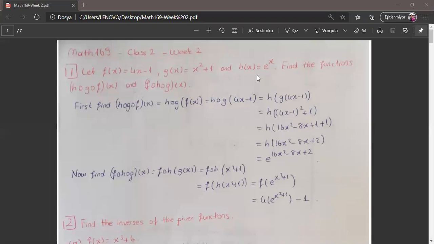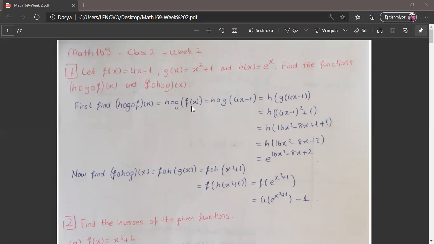Hi everyone, we'll solve the second worksheet today. So first question is about, again, the composition. Here we have three functions f, g and h. So how do we find these compositions? Let's start with this one. So we need to compute this.